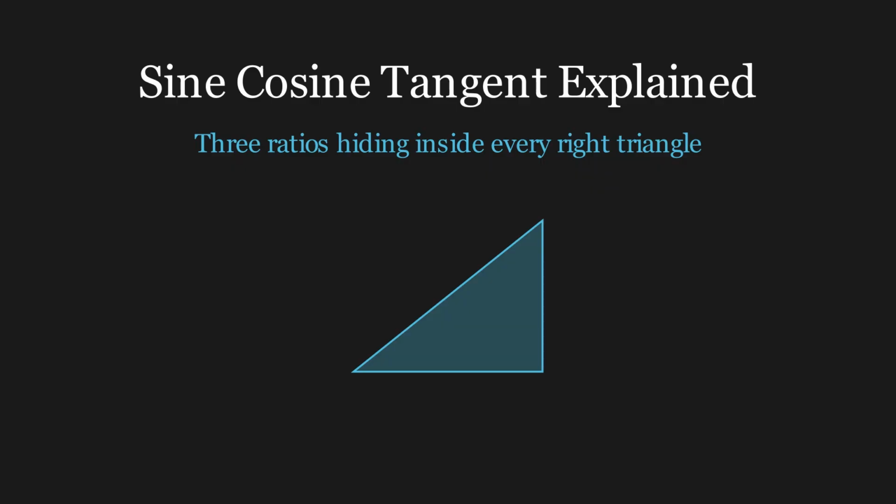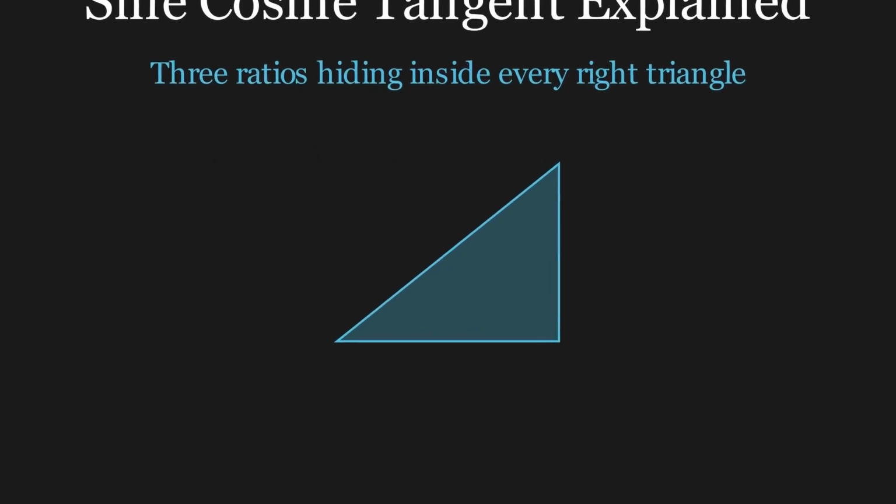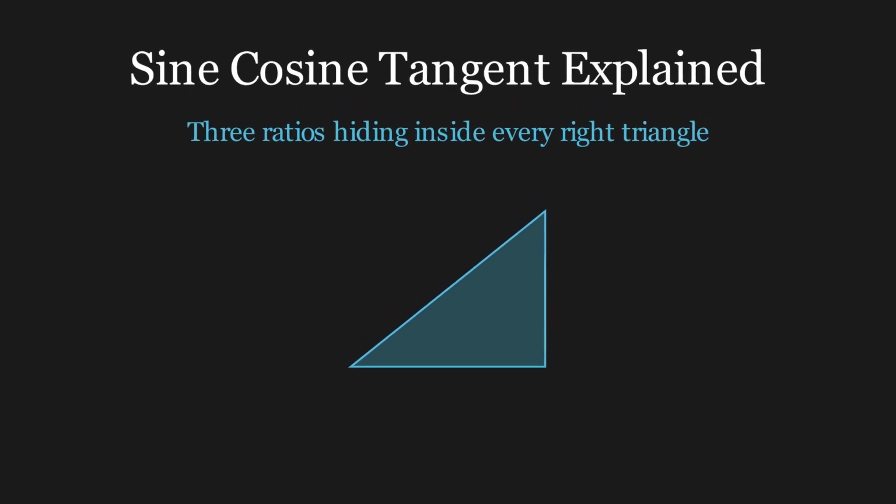We're only talking about right triangles. Triangles with one 90-degree angle. Every right triangle has a hypotenuse, which is the longest side, opposite the right angle. Then, for any other angle we pick inside that triangle, the two remaining sides get names too. The side directly across from our angle is called the opposite side, and the side touching our angle, that isn't the hypotenuse, is called the adjacent side.